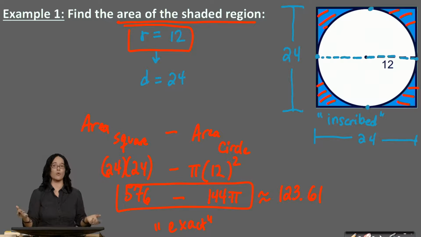And they'll tell you in your homework or in your test where to round. And this would be in your square units, whatever your units are. Area will always be in your square units. This would be what we call the approximate or the rounded answer. And they'll tell you again what they're looking for.